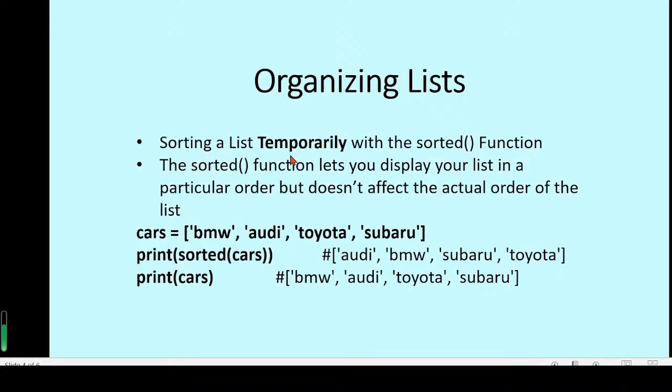Sorting a list temporarily with the sorted function. The sorted function lets you display your list in a particular order but doesn't affect the actual order of the list. So this is a list of 4 cars. You can use sorted(cars), so it will show the list in sorted order. But if you print cars again, the order has not been sorted. It has the original order.